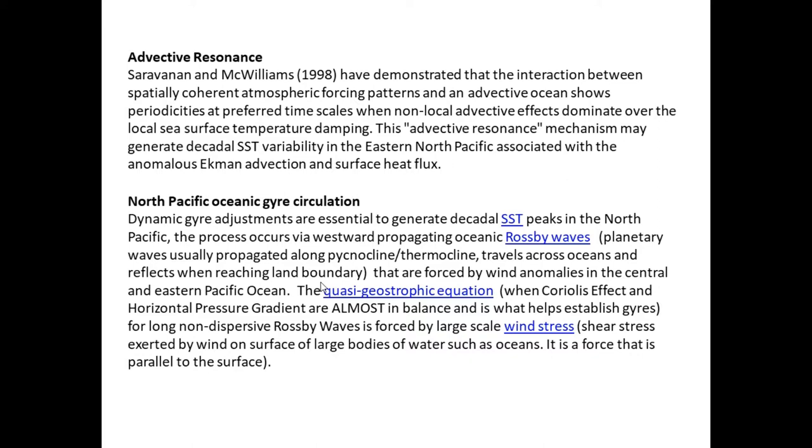Know what Rossby waves are doing. They're forced by wind anomalies in the Central and Eastern Pacific. Think about the trade winds, the westerlies and the easterlies. The quasi-geostrophic equation, when Coriolis effect and horizontal pressure gradient are almost in balance, not quite, but almost, helps establish gyres. For long, non-dispersive Rossby waves forced by large-scale wind stress, that's the shear stress exerted by wind on the surface of large bodies of water, such as oceans.